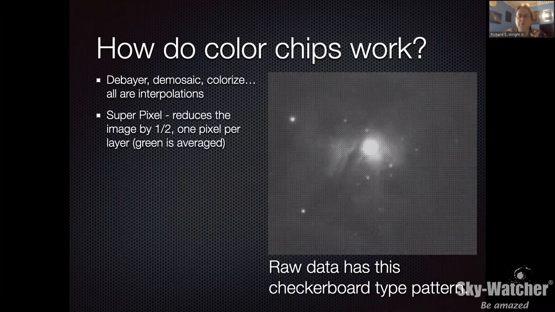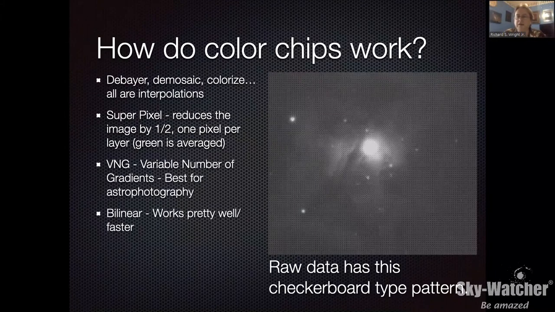Another alternative is SuperPixel, where you don't do any interpolation at all. You just use the red, green, blue channels, and it makes an image half the resolution, but it's only using the actual measured data instead of interpolation.